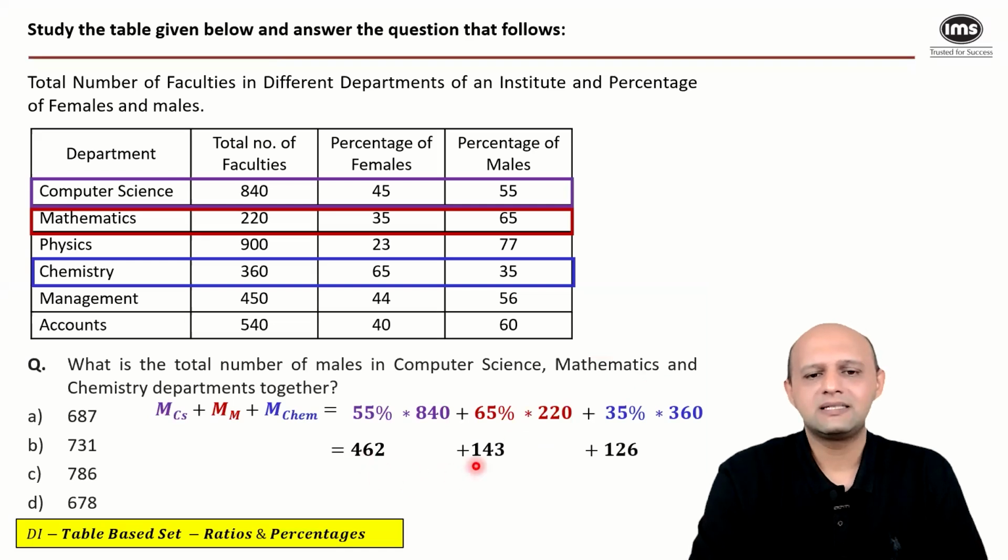Now 460, 140 is going to be 600. 600 plus 120 is going to be 720. And these unit digits add up to give you 11, which is 731. Even otherwise, if you just add the unit digits here, you will simply get the desired answer, because 731 is the only number which ends with 1, and there is no other option like none of these. So what's the answer to the question? Option B. Thank you.